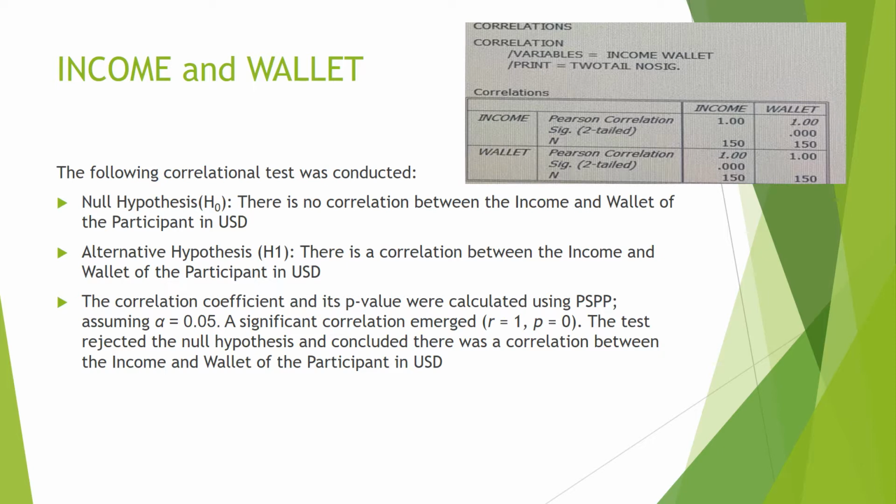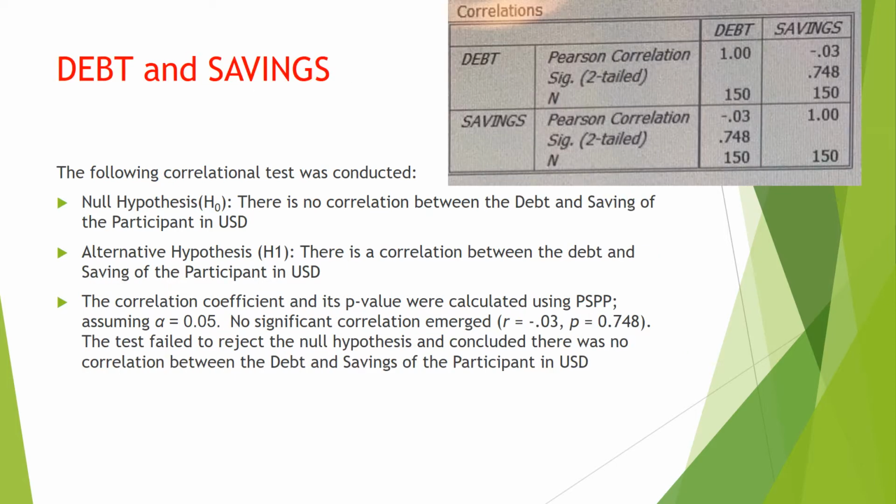And P is equal to 0. The calculated P value is 0, means it's less than alpha 0.05. Hence the test is statistically significant. There is a strong correlation between income and wallet. Likewise, now let's go for the debt and saving. This test shows statistically insignificant. You can see here P value is way higher than 0.05. P value here is 0.748. You can see on the table. So there is no correlation between the debt and saving of the participants.